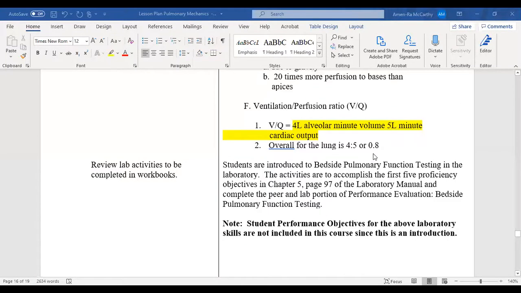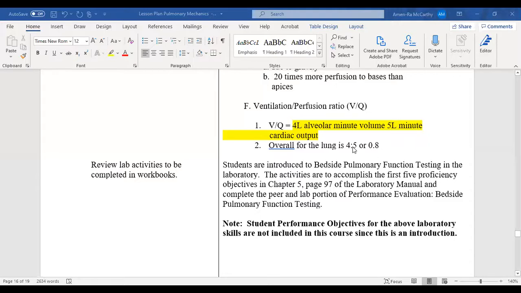And so 4 liters of alveolar minute ventilation has to process that much blood every minute. And if you're healthy and have some regular lungs, then that should be fine. You do that without batting an eye. So that is the normal VQ ratio. Okay, 4 to 5. It's also known as 0.8, just like respiratory quotient is 0.8.